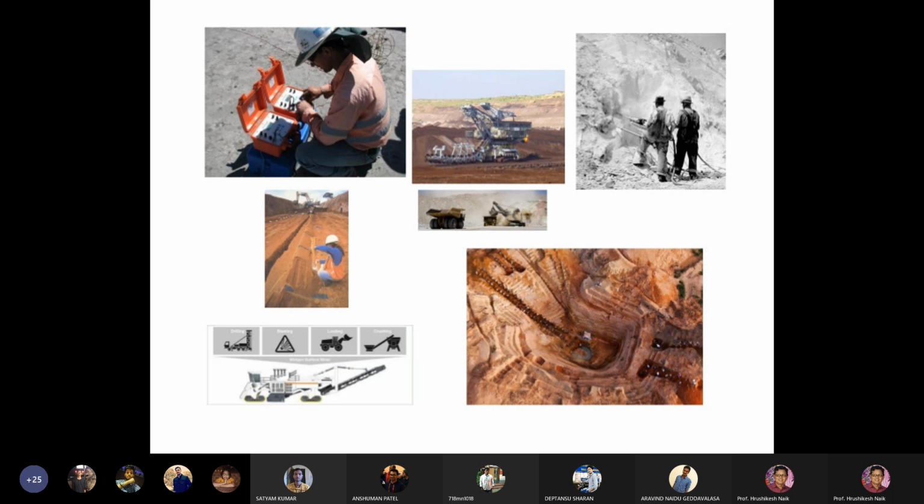This is the exploitation of those types of minerals. Hydraulic mining is the method of extraction of unconsolidated alluvial deposits by using high pressure water jets.